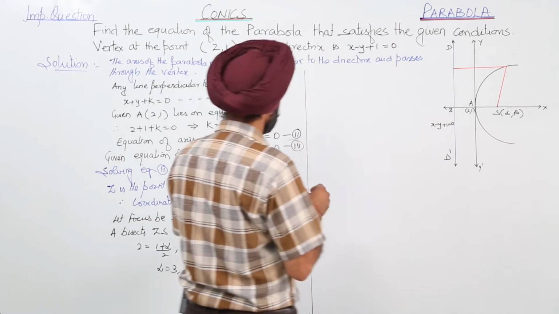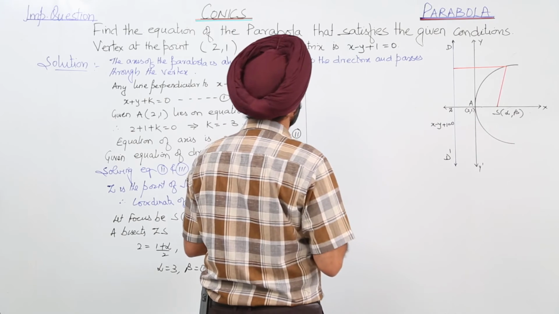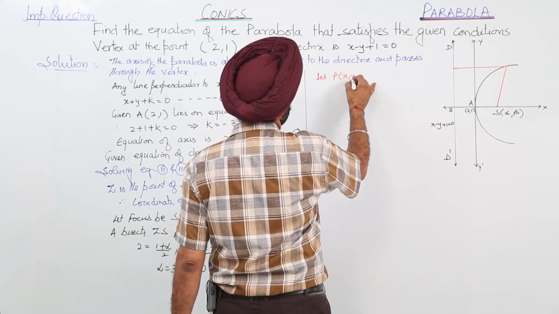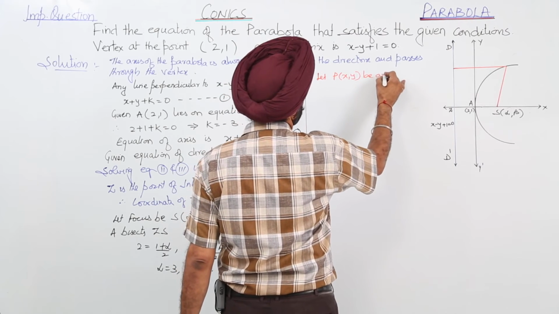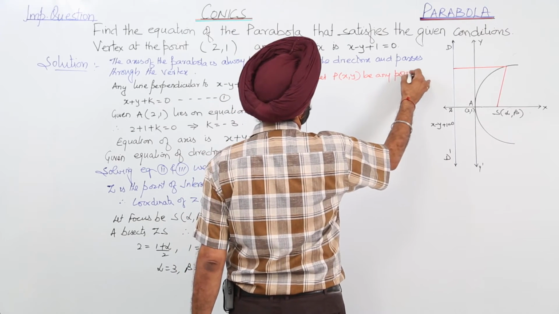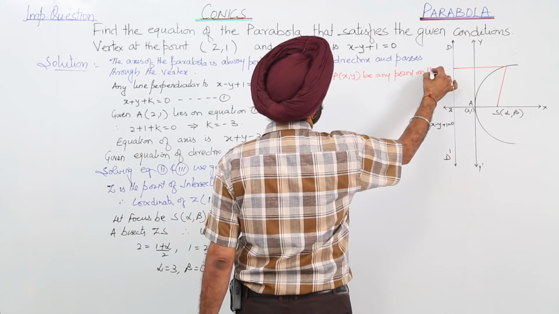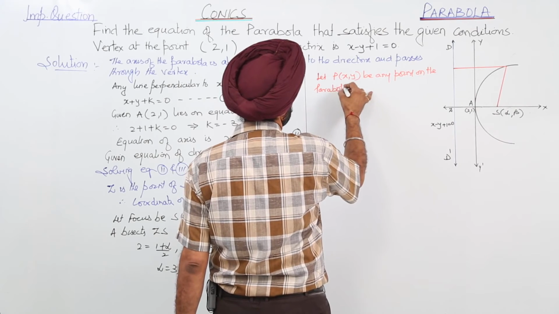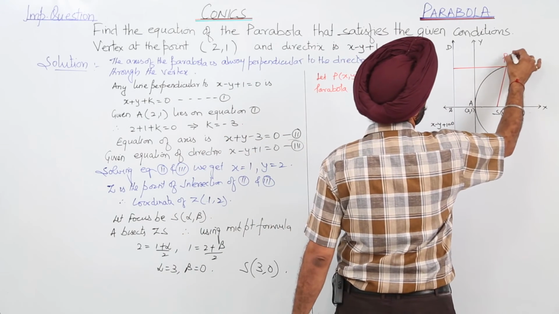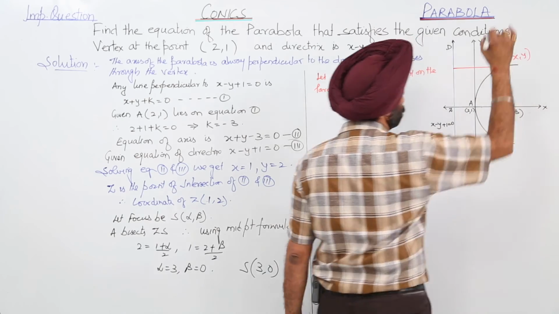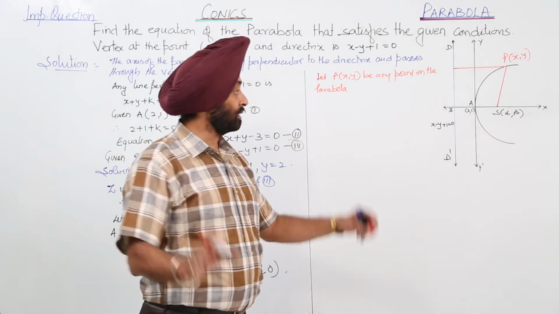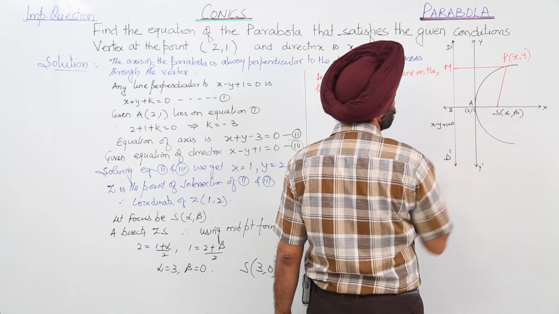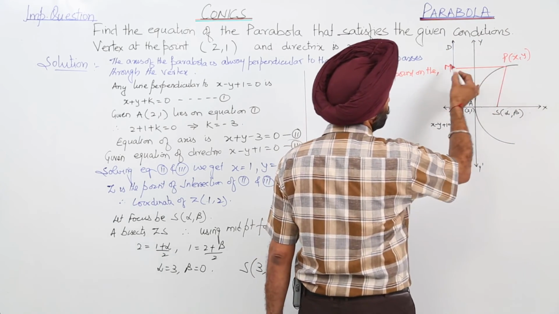Okay. Now let P (x, y) be any point on the parabola. Now where will point P be? P will be here, (x, y). Now we are getting each and everything. Let this foot of the perpendicular on the directrix be M. Now we have S, P and M.